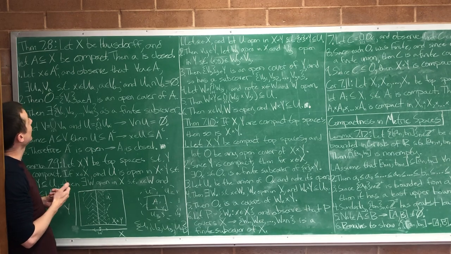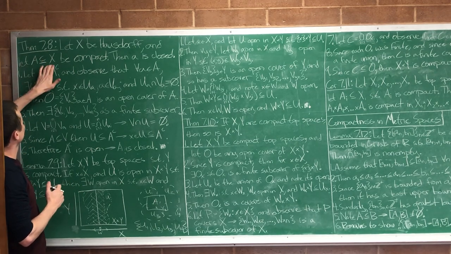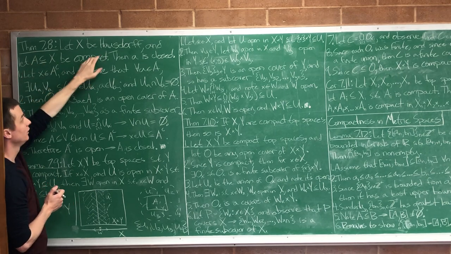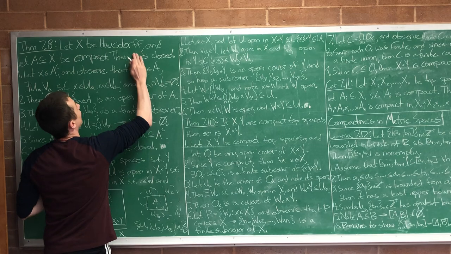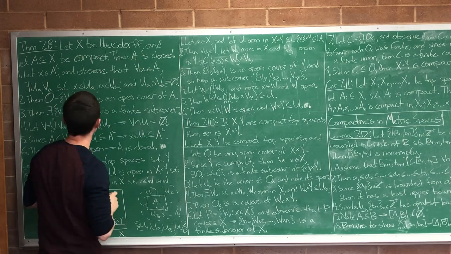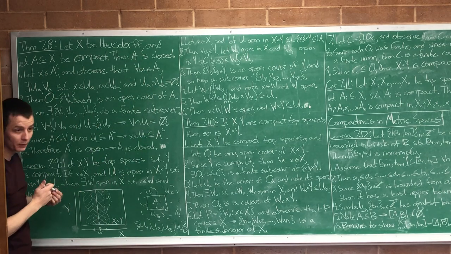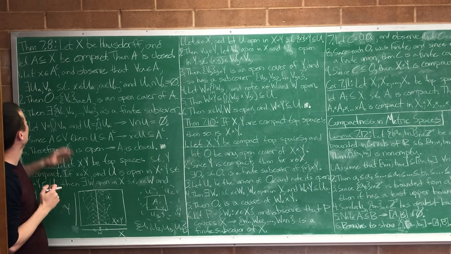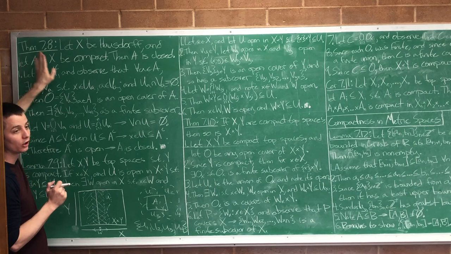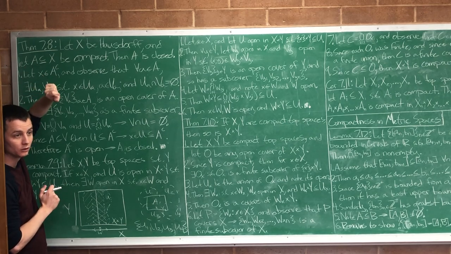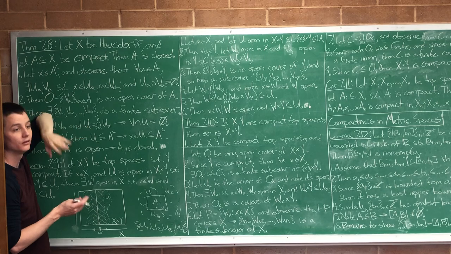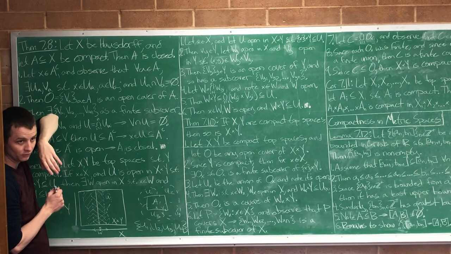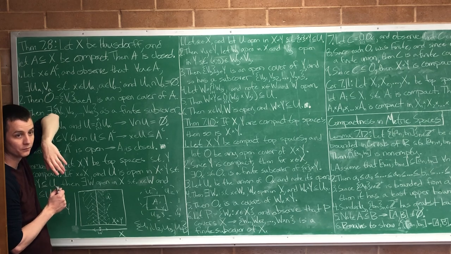Okay, so let X be Hausdorff, and let A be a subset of X. Let A as a subset of X be compact. Then A is closed. So what am I proving? I'm proving that in a Hausdorff topological space, all our compact sets are also closed. So if your space is Hausdorff, then a compact set is also a closed set. That's what we're proving.